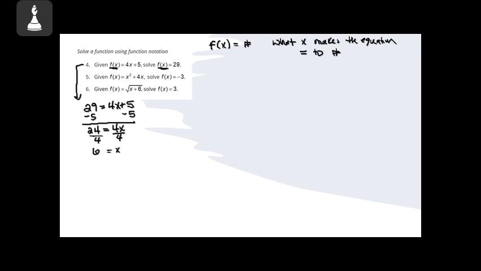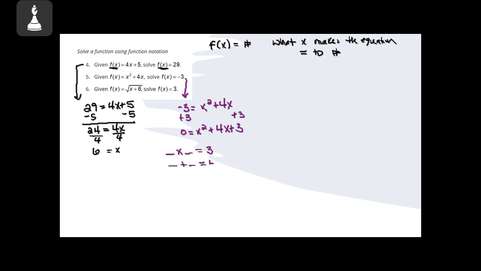So number 5, given a function f of x equals x squared plus 4x, solve for x when the equation equals -3. So -3 equals x squared plus 4x. This is one where we're going to have to use methods from the previous section. So I'm going to add 3 to both sides, and I have 0 equals x squared plus 4x plus 3. This is a factoring problem because I can find two numbers that multiply to 3, and those same two numbers add to 4. They are 3 and 1.